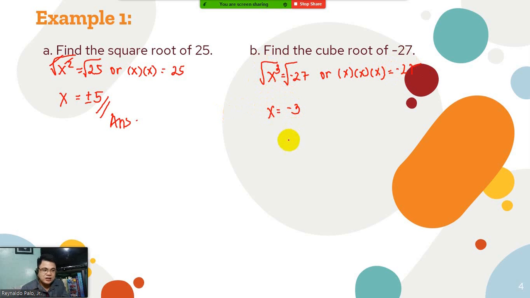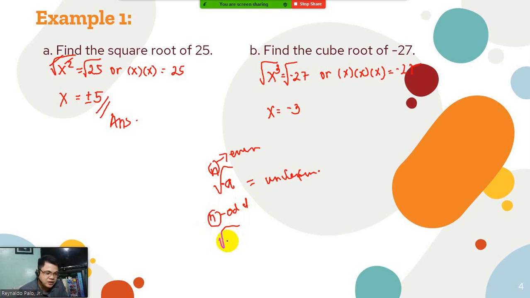Why is it negative? Remember this, class. If the index of the radical, which is n, is even, and the radicand, or the one inside the radical symbol, is negative, the answer is undefined. What are the even numbers? The even numbers are like 2, 4, 6, 8, 10. But if the index of the radical is odd and the radicand is negative, you will get an answer which is negative. So you have to take note of the difference of the two.